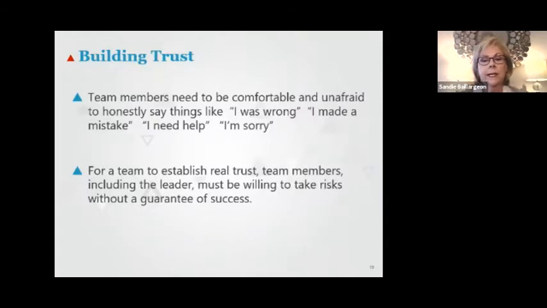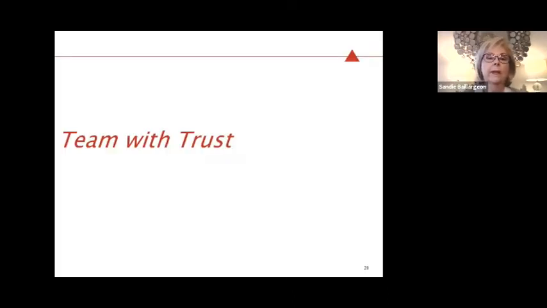They're also afraid to say, I'm sorry. Mistakes happen, things happen in offices. So for a team to establish real trust, team members, including the leader, especially the leader, must be willing to take risks without guarantee of success. But in order to do that, you need to have trust. Now we're going to see the same team, having worked out their trust issues, dealing with the same problem, and see what the difference is.